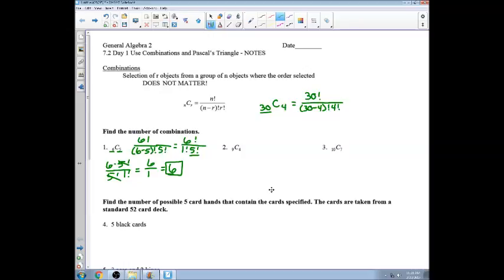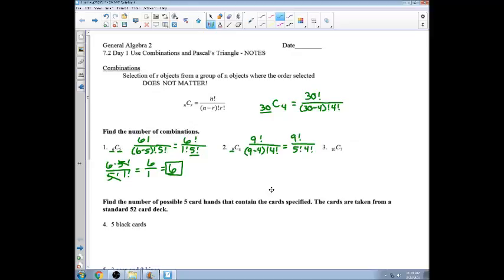9 is my n. That's the total number of objects I have, the total number of people I have, however you want to look at that. So I have 9 going in my numerator. Then I need groups of 4. So I'm going to take 9 minus 4 factorial times 4 factorial. If I simplify my parentheses there, I have 9 factorial over 5 factorial, 4 factorial.